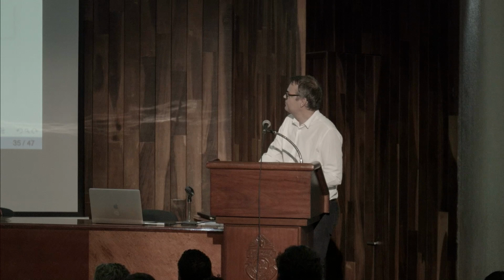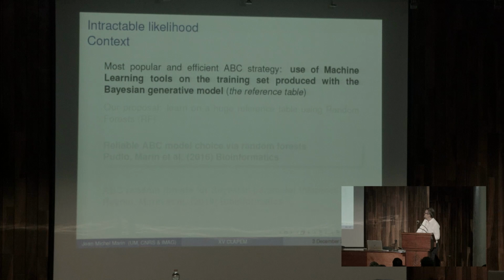So a most popular and efficient strategy is to use machine learning tools on the training set produced by the Bayesian generative model. We have a Bayesian generative model, so we are able to construct what we call a reference table, a table which contains a model index, the associated parameter, and a pseudo data set. And so you produce the table on which you will learn. Then, once you get this table, we would like to approximate the posterior probability in the model space, which is in some sense a classification problem. You have the observed, you have this table containing the model index and some summary statistics, and you want to assign the observed to a model.